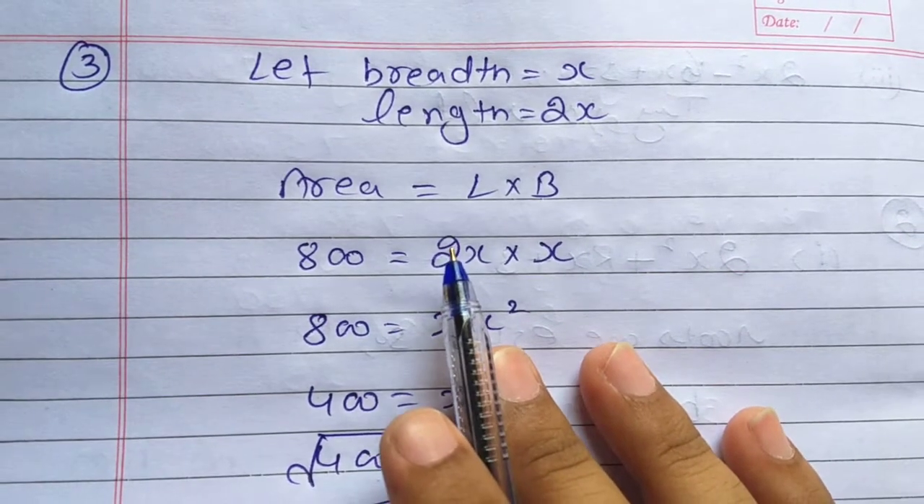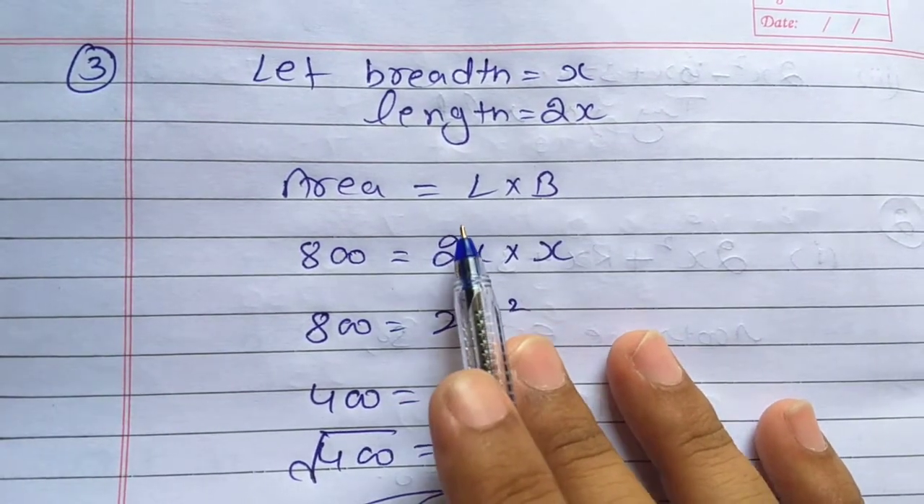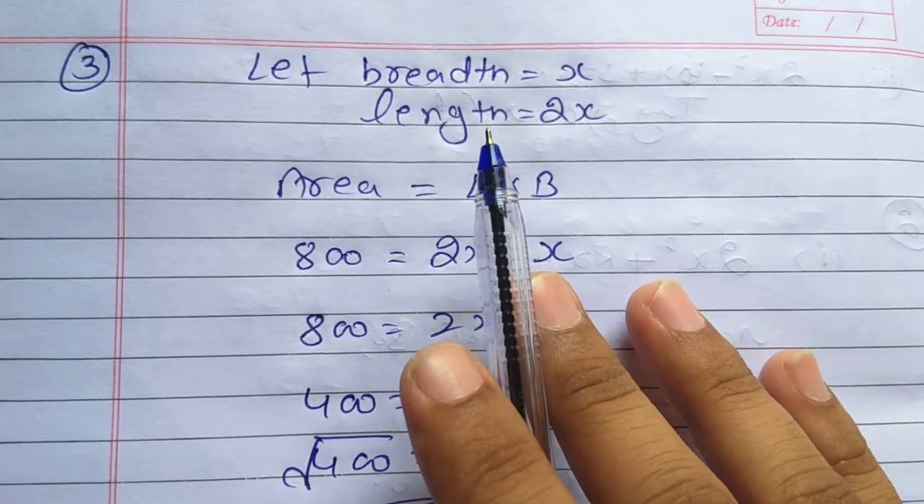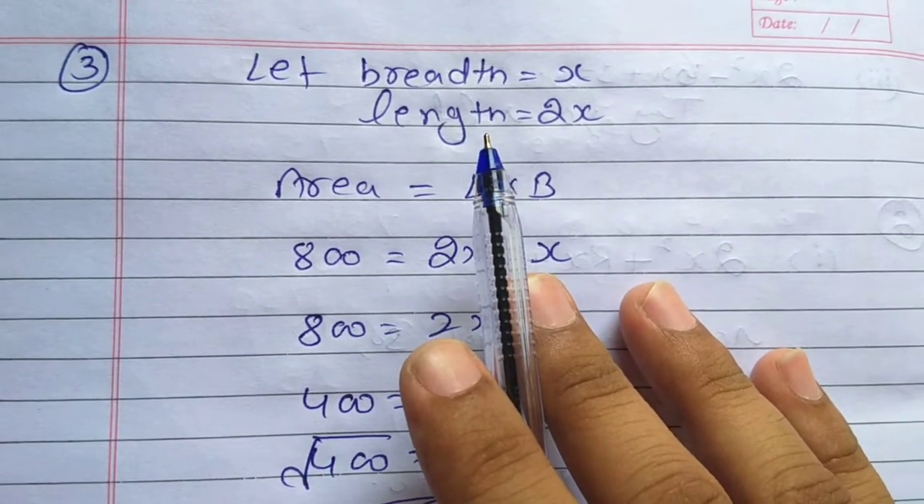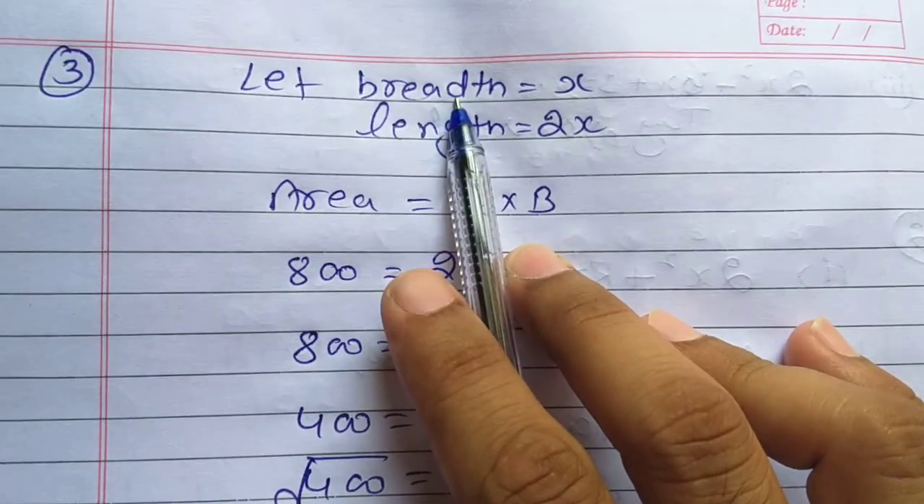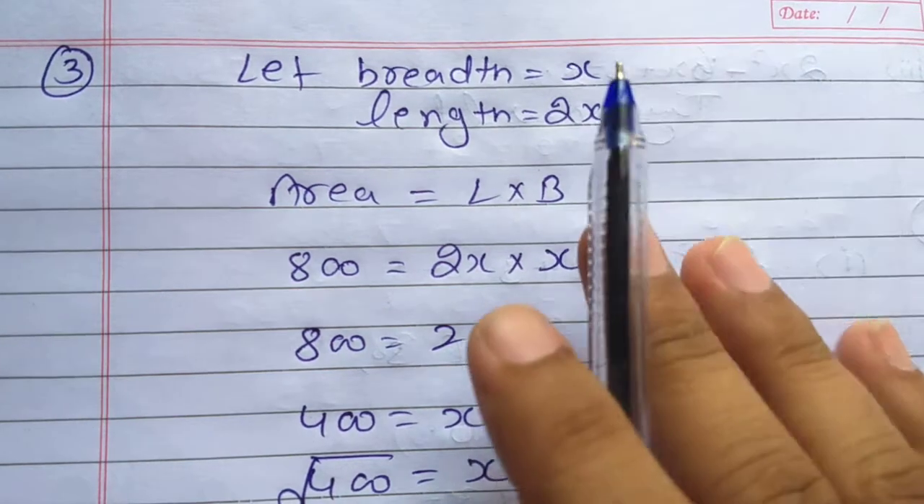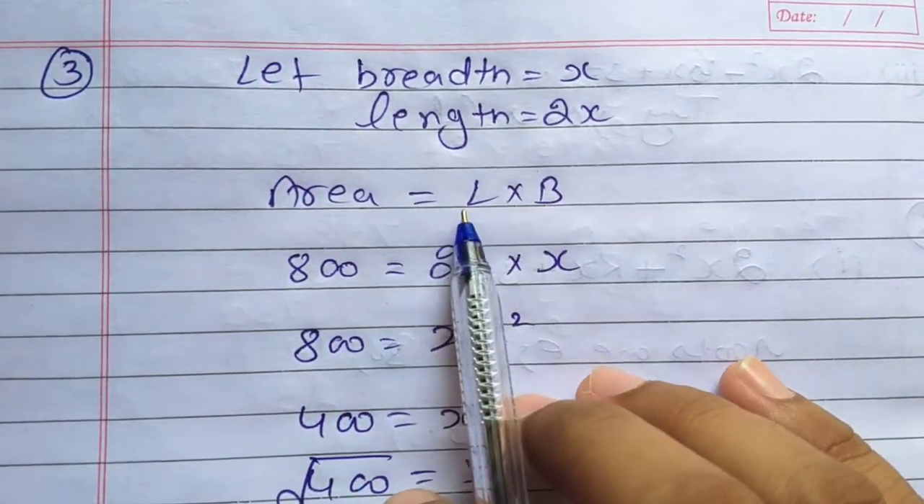Now in question number 3, what is given? We are given that the length of a rectangular mango grove is twice its breadth. So let breadth equal x, and what is the length? That is equal to 2x.